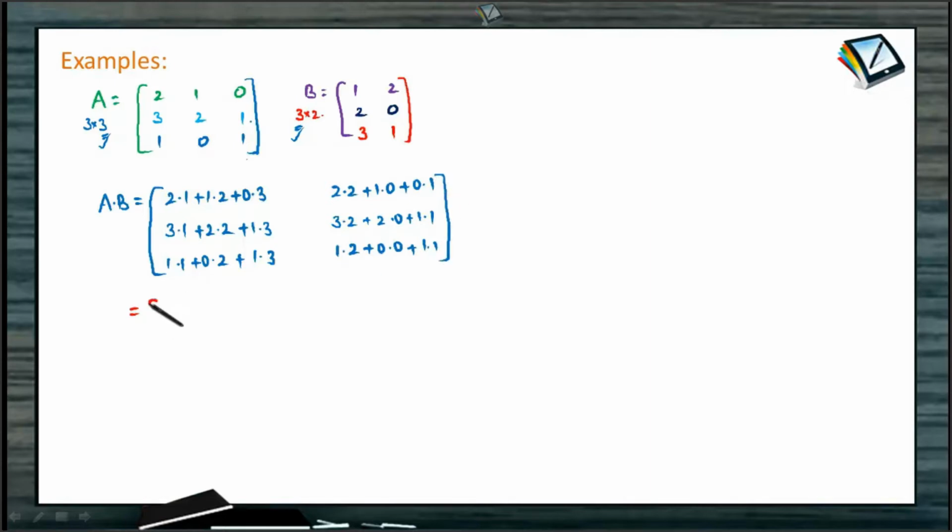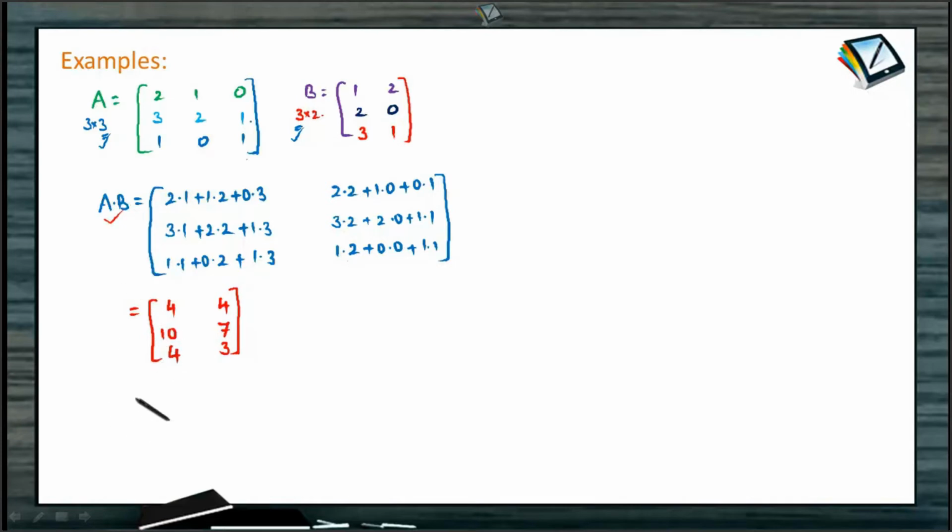So how will be the product? It would be 2 plus 2, 4, 4 plus 0 plus 0, so 4. 3 plus 4, 7 plus 3, that would be 10. 6 plus 0 plus 1, that would be 7. 1 plus 0 plus 3, that would be 4. 2 plus 0 plus 1, that is 3. Now we are able to find A into B.